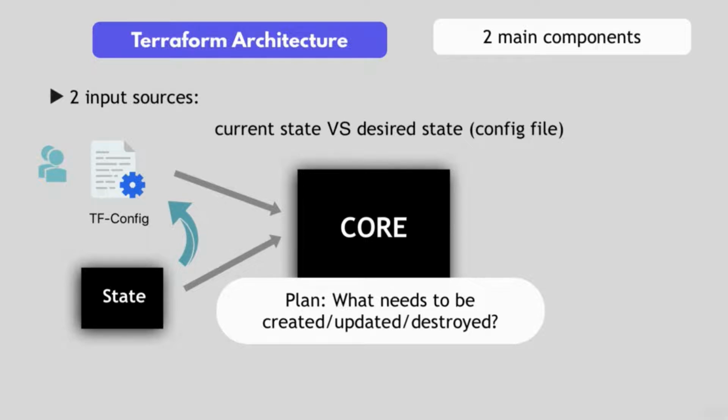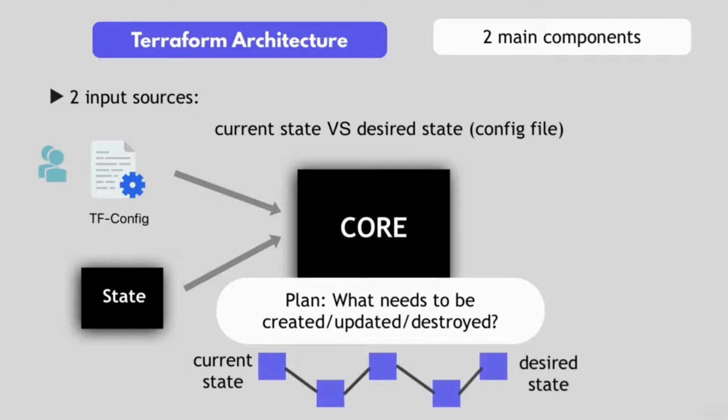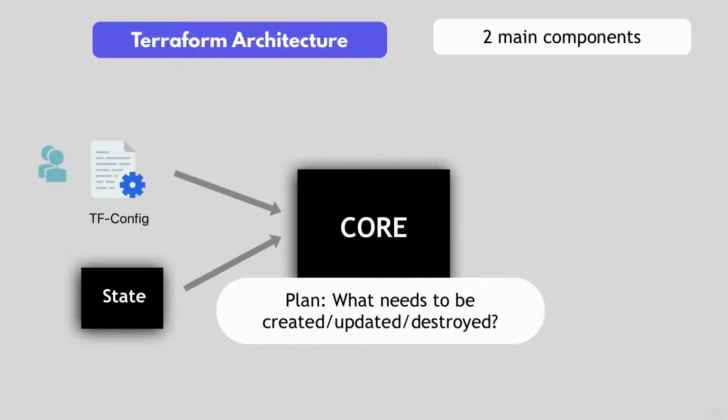And when it sees there is a difference, or you want something else than what the current state is, it figures out what needs to be done to get to that desired state in the configuration file. So what needs to be created, what needs to be updated, deleted, in which order on that infrastructure setup. And the second component, or the second part of the architecture, are providers for specific technologies. This could be cloud providers like AWS, Azure, or other infrastructure as a service platforms. So for the infrastructure level tasks.